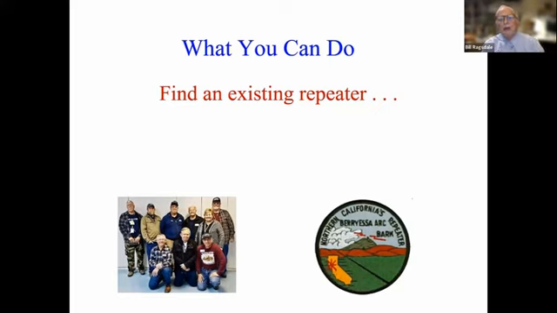But here's what you can do. What you should do is, if you want to get into the repeater support activity, find an existing repeater and join the team, because repeater teams are always looking for new people. You can learn, you can enhance your skills and make a contribution.